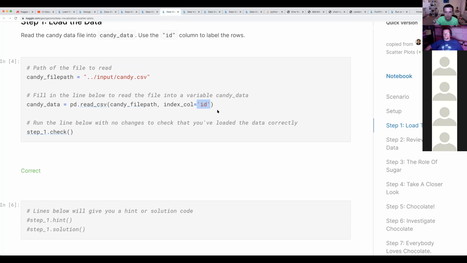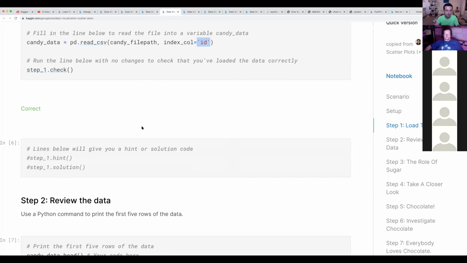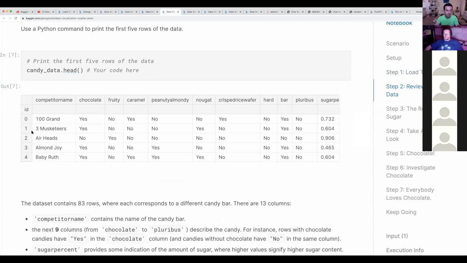This kind of presumes that you know the features of your data. So it assumes that somehow you had visibility to it and you can see it. So you can experiment without the index column. You can look at it and then you can come back and read it. So this is how the data looks like.